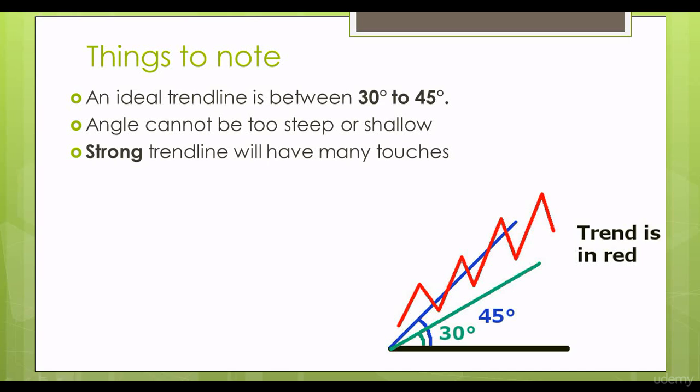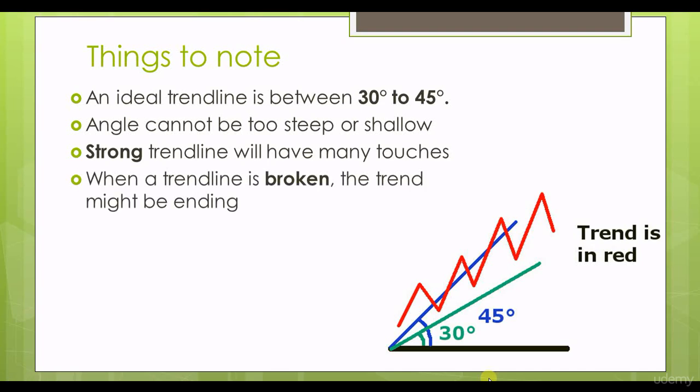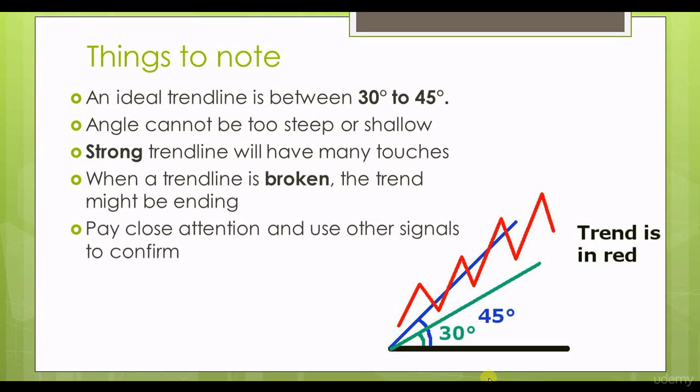And another feature of trend lines is they can act as an early indicator for you to know when the trend is changing. Because when the trend line is broken, it is a sign that the trend might be changing. Might be. It's not guaranteed. It's just a possibility. What you should do is you should pay close attention and use other signs to confirm if this change in trend is valid.